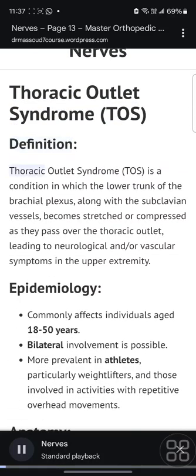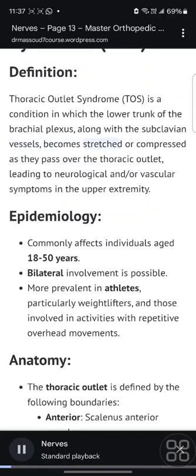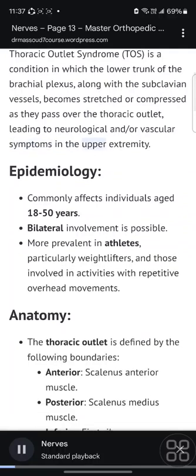Definition. Thoracic Outlet Syndrome, TOS, is a condition in which the lower trunk of the brachial plexus, along with the subclavian vessels, becomes stretched or compressed as they pass over the thoracic outlet, leading to neurological and/or vascular symptoms in the upper extremity.